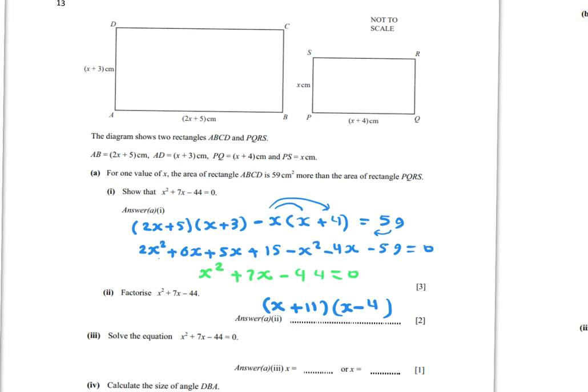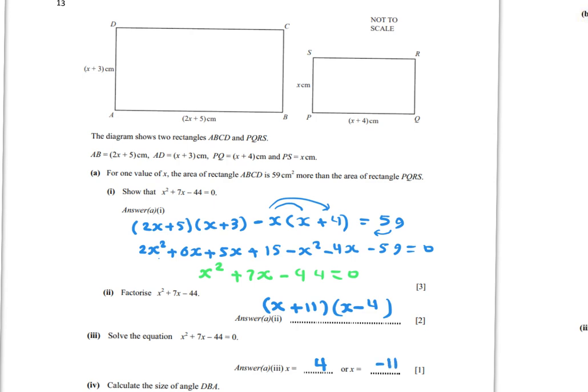X1 is negative 11. So if you transpose to get the bracket, x plus 11 is the first bracket. The other value, x is 4. When you transpose x to the other side, x minus 4 is the second bracket. So now we get the solution, not the bracket: 4 and negative 11.